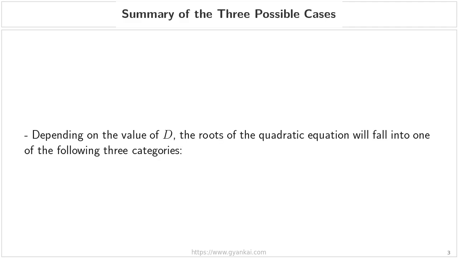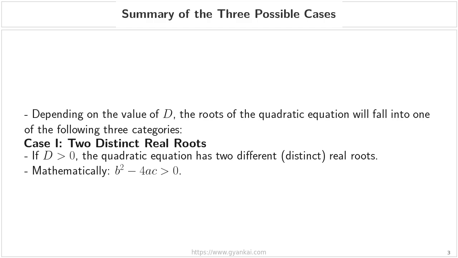Summary of the three possible cases. Now that we have identified the formula for the discriminant, let's look at what these values actually tell us. Depending on the value of D, the roots of our quadratic equation will fall into one of three specific categories. First, let's look at case 1, two distinct real roots.